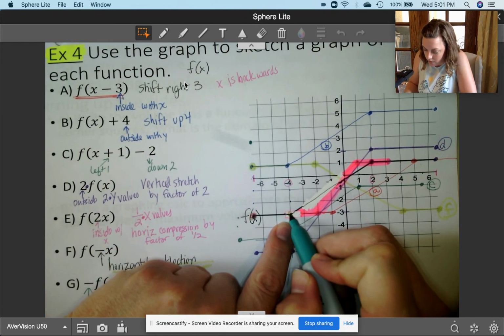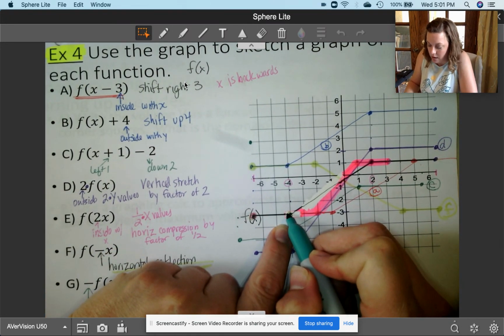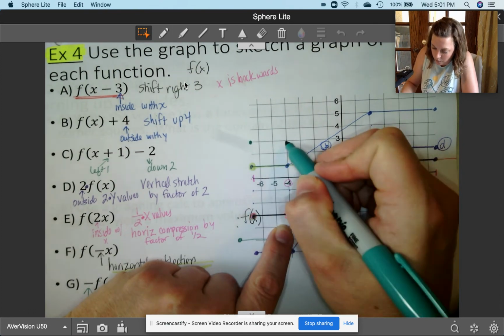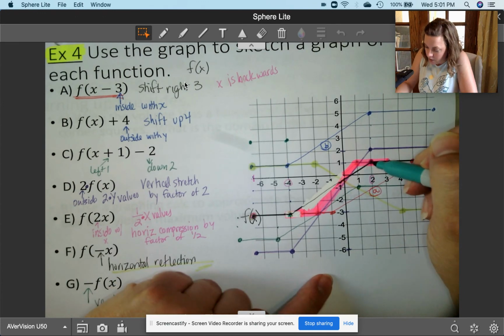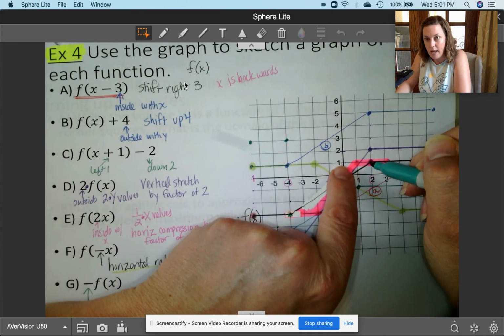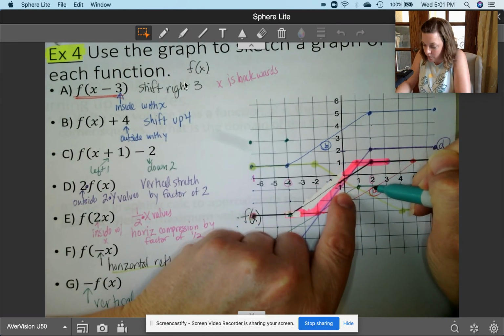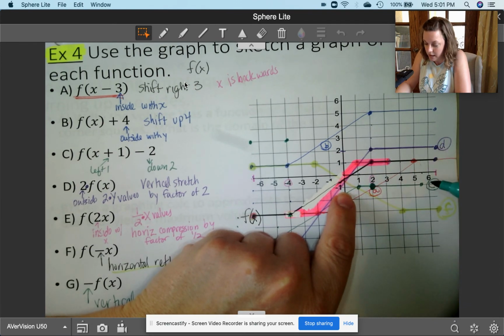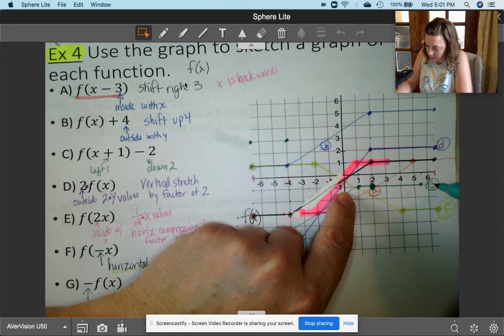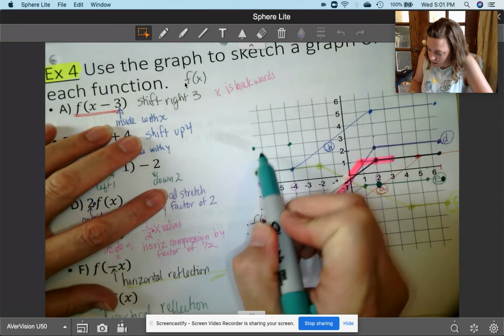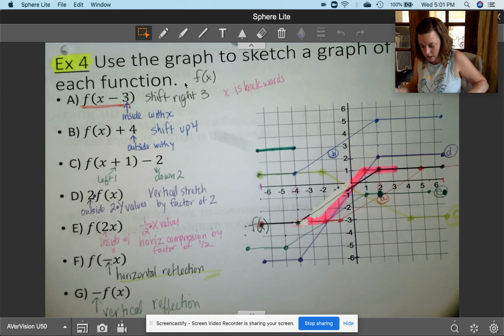Here again, this point on the graph is at -3. It reflects over the x-axis and becomes +3. Here's our point at +1 on the y-axis. It reflects over the x and becomes -1. And again, +1 flips and becomes -1. So this just gets flipped, turned upside down.